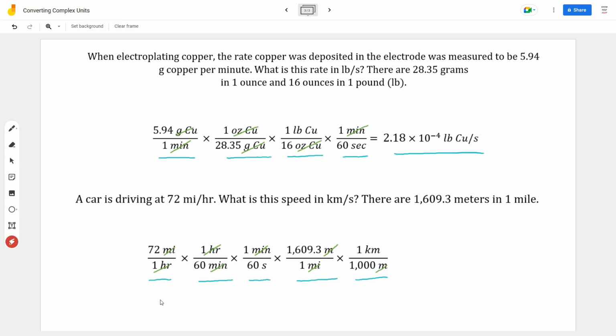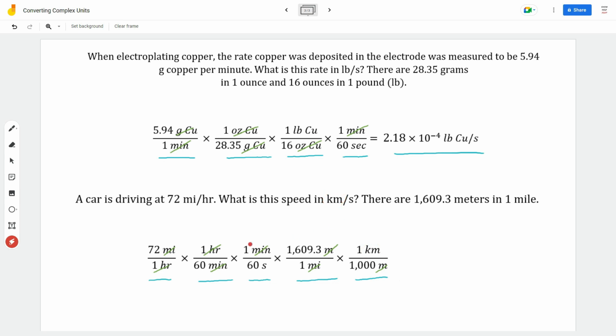Just like we did with the other problems, let's make sure that the units that are left in this calculation are the units that I want. So all of these have canceled. Oh, here's seconds in the denominator. Yes, that is what I want. And then I have kilometers in the numerator. And yes, that is also what I want. So my conversion is complete.